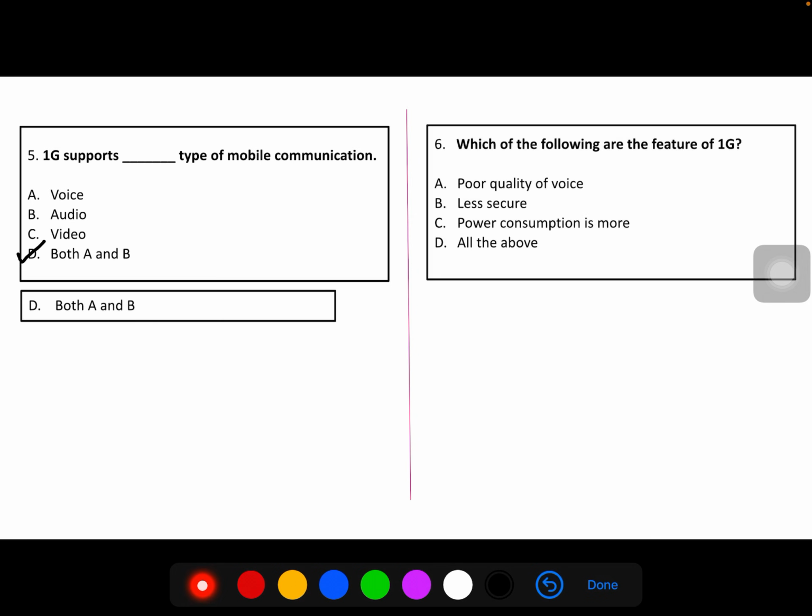Next question. Which of the following are the features of 1G? Poor quality of voice, less secure, power consumption is more, or all of the above. All of the above is the correct option because all the options given in A, B, and C are features of 1G technology. Poor quality of voice, less secure, and power consumption is also more. So the correct option is D.